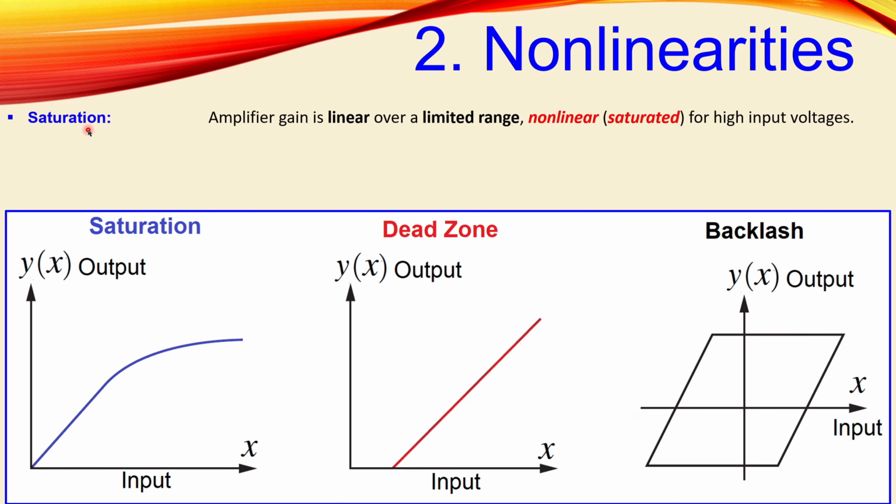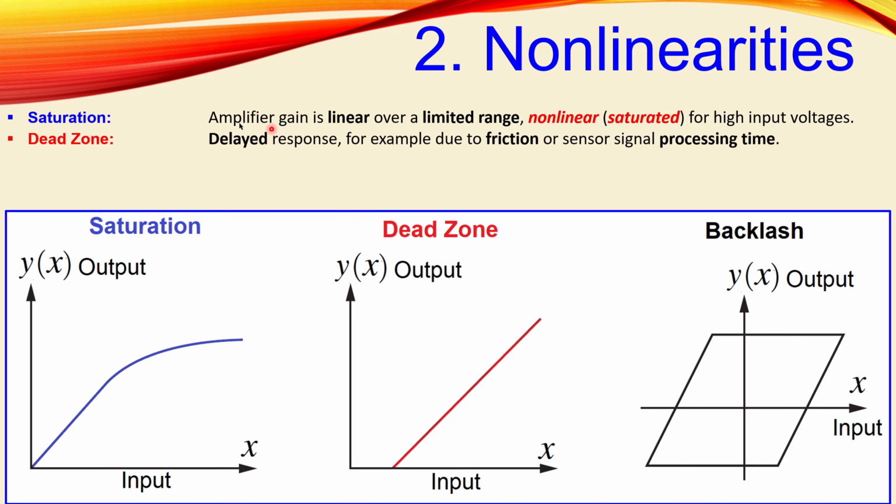So in summary, saturation is a situation where you encounter an amplifier which is linear over a limited range, but can become nonlinear due to, let's say, high input voltage. Let's say you have an op-amp. It can have a power supply of plus and minus 15 volts. If you apply, for example, 1 volt and your amplification is 100, then you cannot get 100 volts at the output. That's one of the simple examples in electric circuits.